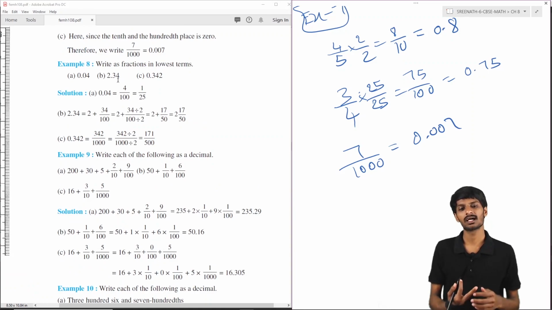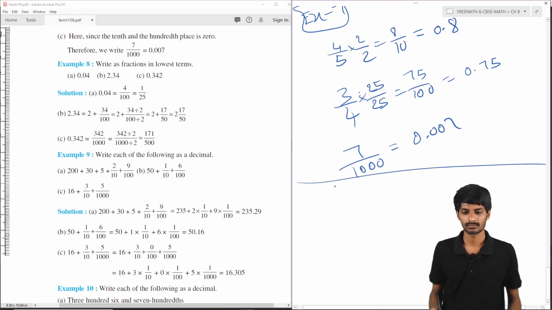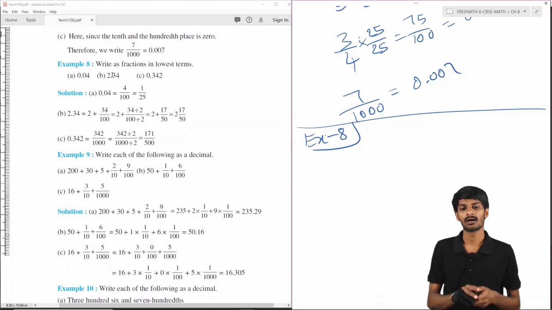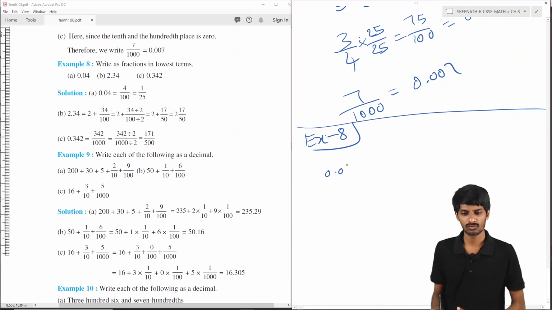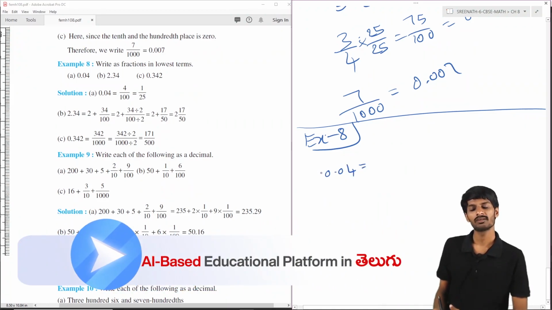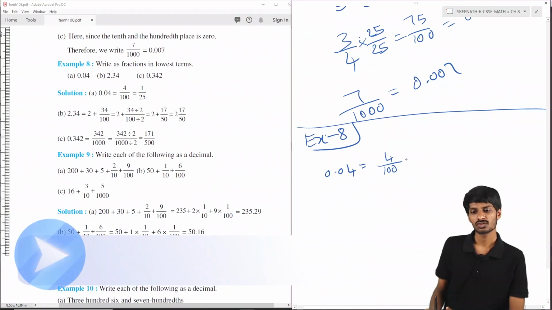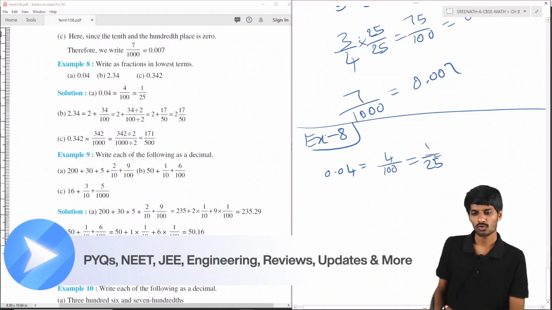Now write as fractions in the lowest terms. They have given the decimals, and we have to write them in the lowest form, students. Suppose you take 0.04. How many ones? 0 ones. How many 1/10s? 0 1/10s. How many 1/100s? That is 4 1/100s. So we will write it as 4/100. That is nothing but 1/25. It is the simplest form. Further we can't reduce it.